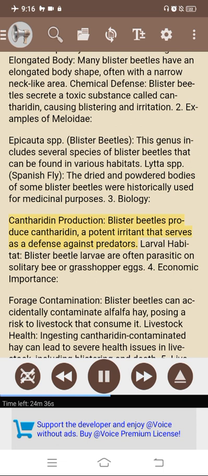3. Biology. Cantharidin production. Blister beetles produce cantharidin, a potent irritant that serves as a defense against predators. Larval habitat. Blister beetle larvae are often parasitic on solitary bee or grasshopper eggs.